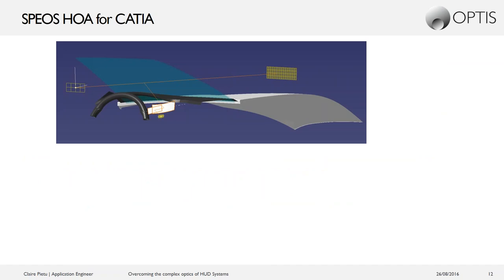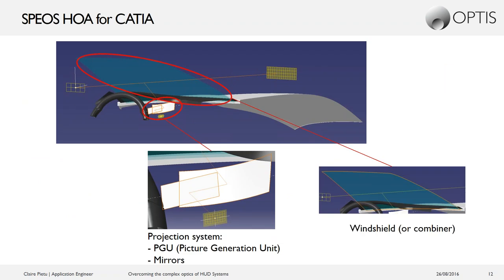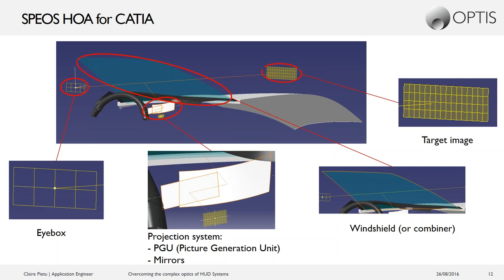So this is an example, a very simple system. The light is first emitted by the PGU and reflected onto the mirrors. It's then reflected by the windshield or the combiner. It goes towards the driver's eye, which we define here in several positions, and that's what we call the eye box. And then the image, of course, will appear as though it were located a few meters ahead, and that's what we call the target image. We'll take all these parameters into account as inputs for our simulation.